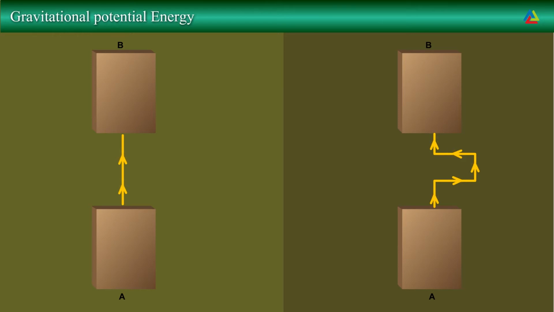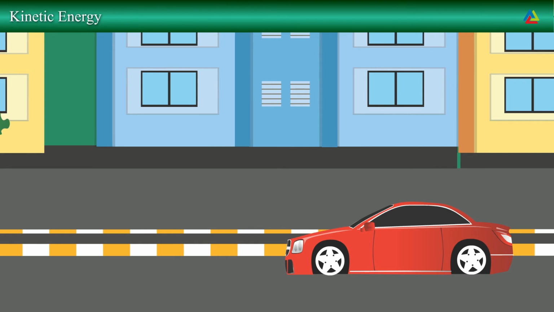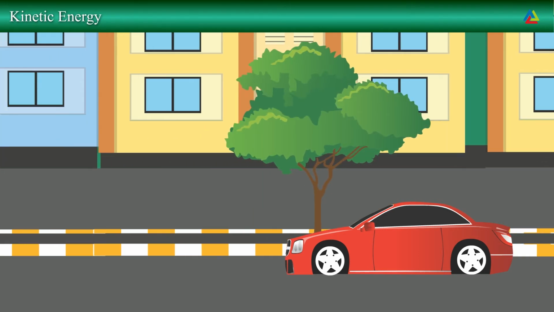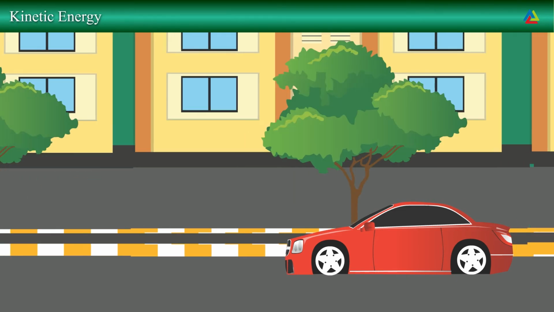Hence, potential energy of B is same in both the cases. Kinetic energy is the energy possessed by an object due to its motion. The kinetic energy of an object increases with its speed. How does that happen, Dad?